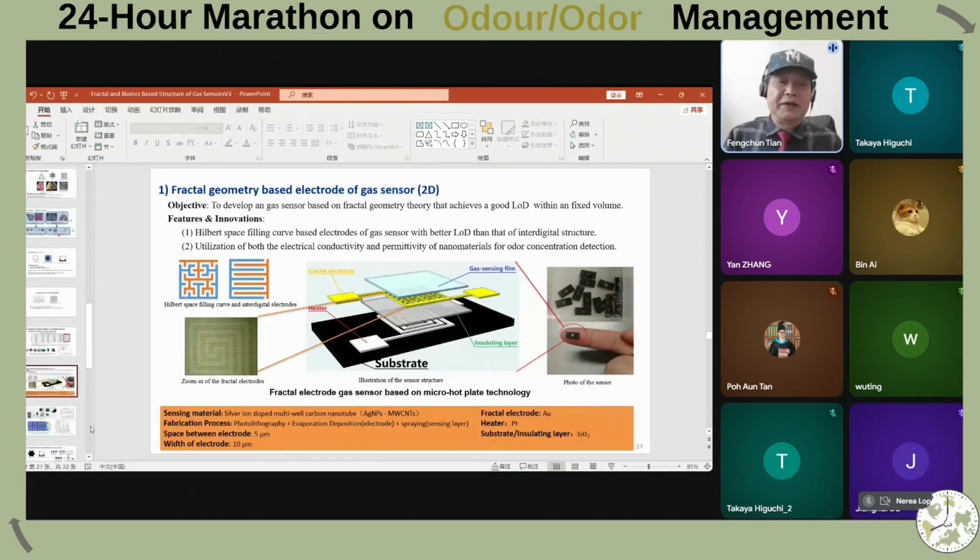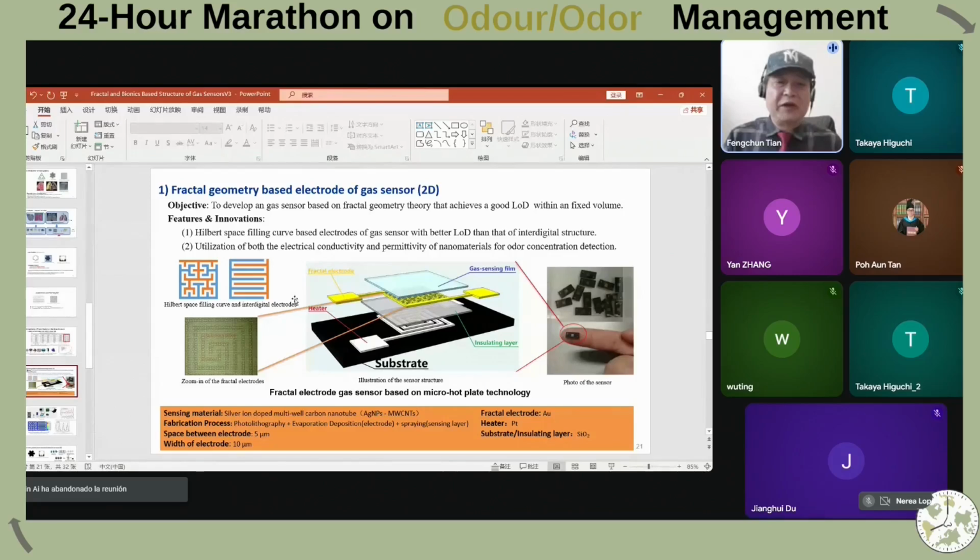This is the first fractal geometry-based electrode of gas sensor which we made. And we compared the Hilbert space filling curve and the interdigital electrodes. This is the gas sensor we have made. It includes the substrate, heater, fractal electrode, and the gas sensing film.